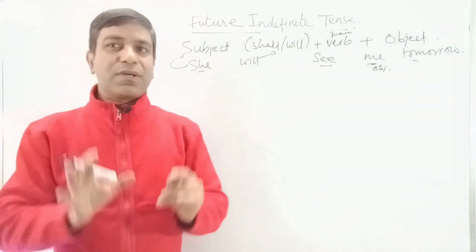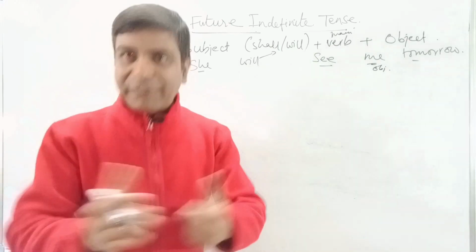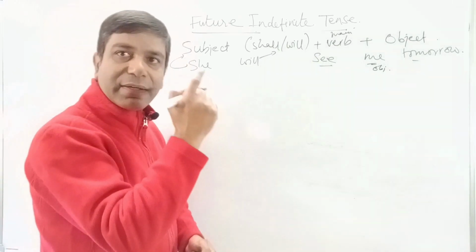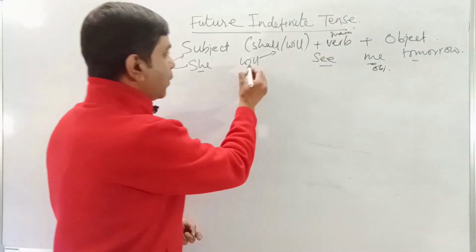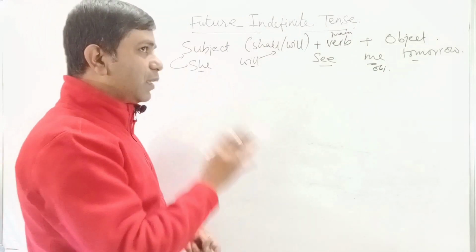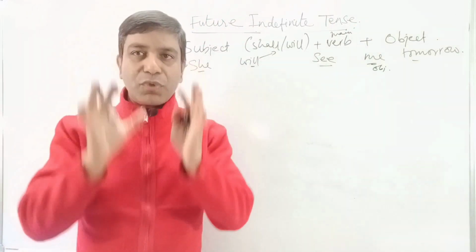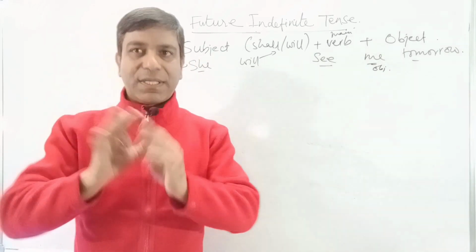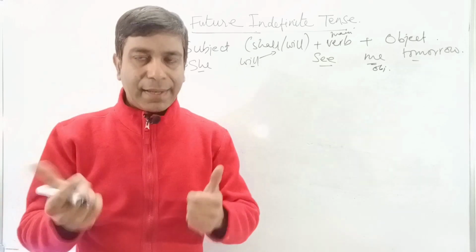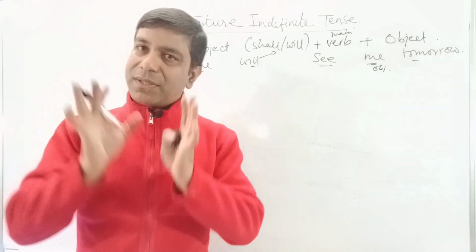So this is also an example of indefinite tense. But what kind of indefinite tense? In order to figure it out, always look at the verb. And here we look at the auxiliary verb will. So will represents future time. So we say it is a future indefinite tense. Now let us talk about how and when future indefinite tense is used.